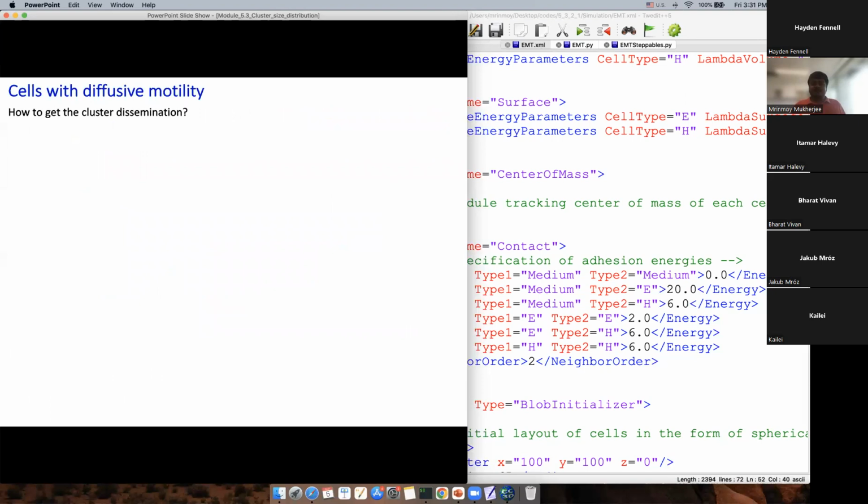So now the real question is, in this scenario, when we choose the value as 6, what do you think we should do to release the cluster from the tumor? You can put your suggestion in the chat. We need some kind of cluster-based dissemination, right? So that means we need a higher value of JHM. But for this case, these are not releasing. So this is some kind of partial sorting happening.